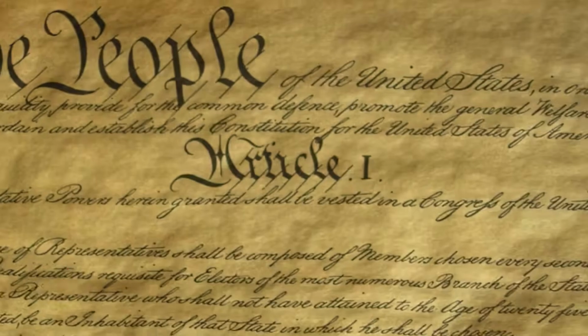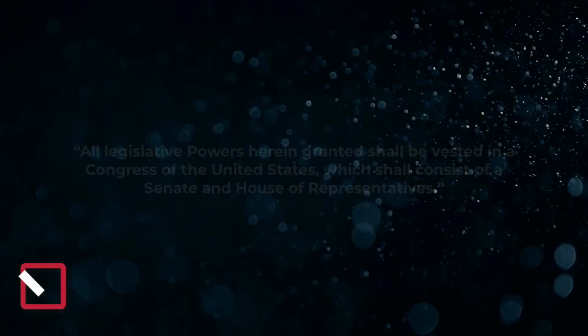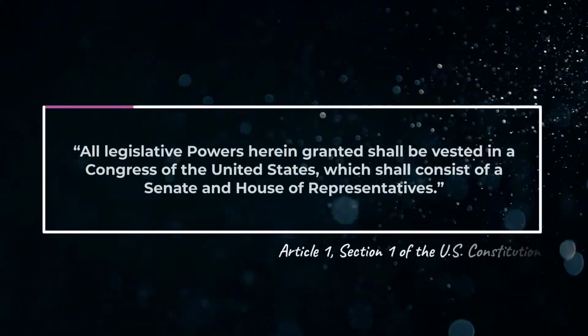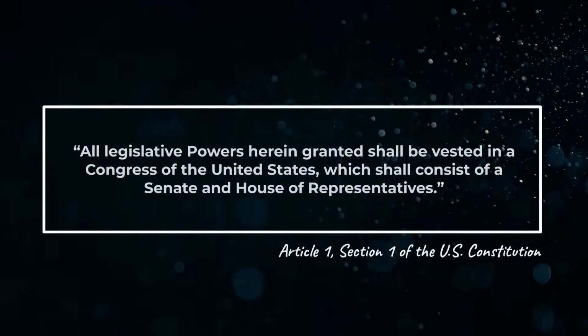Article 1 of the U.S. Constitution establishes the legislative branch of the federal government. All legislative powers herein granted shall be vested in a Congress of the United States, which shall consist of a Senate and House of Representatives.